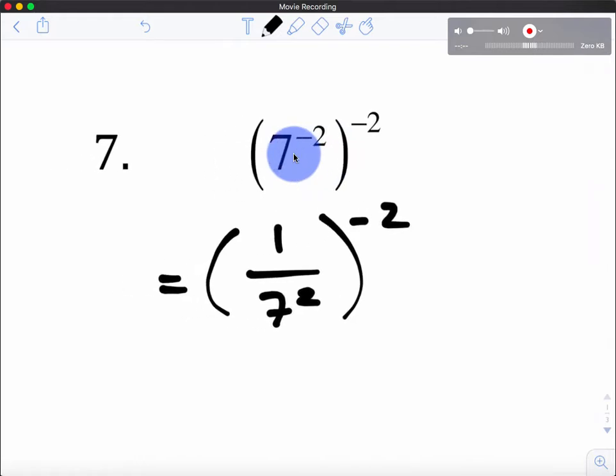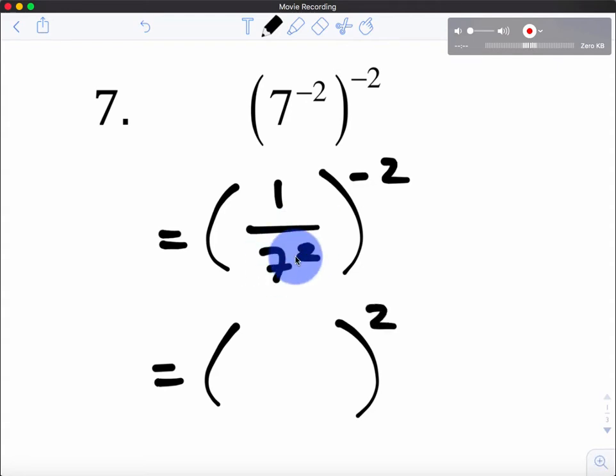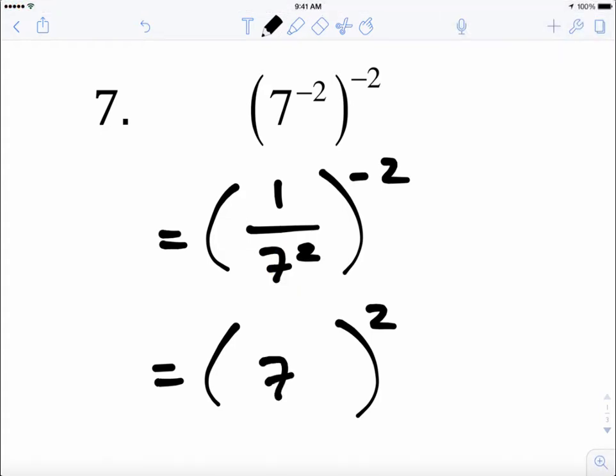Let's see if we can have all positive exponents everywhere. So what does it mean to take something and raise it to the negative 2nd power? Well, I think it means take the reciprocal of this base and raise it to the positive 2nd power. Well, what is the reciprocal of 1 over 7 to the 2nd? Oh, just 7 to the 2nd over 1, or just 7 to the 2nd.